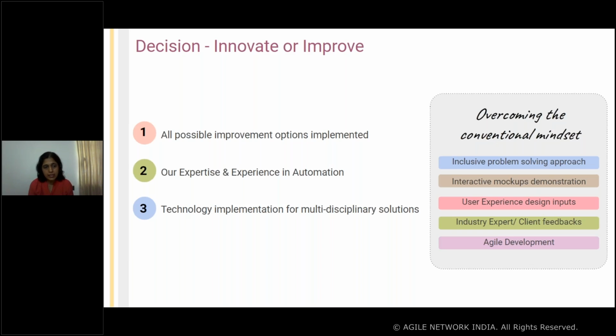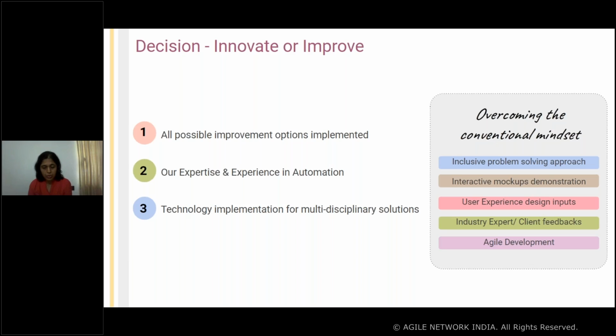And the third thing was that we had the technology implementation for a multidisciplinary solution, with all the skill sets required in-house, which is a very rare combination: having the clinical team, the software development team, and the AI/ML team, all under one roof. So we had that advantage. We had all these teams under the same roof. So we thought, why not go ahead and innovate in this space, right?